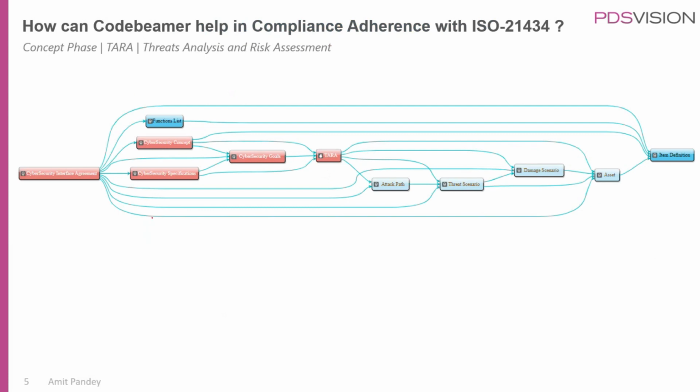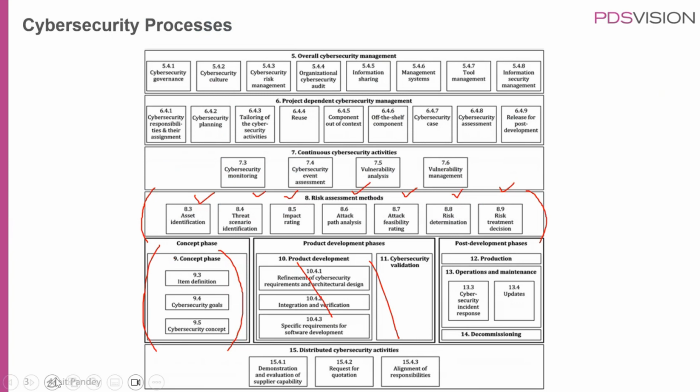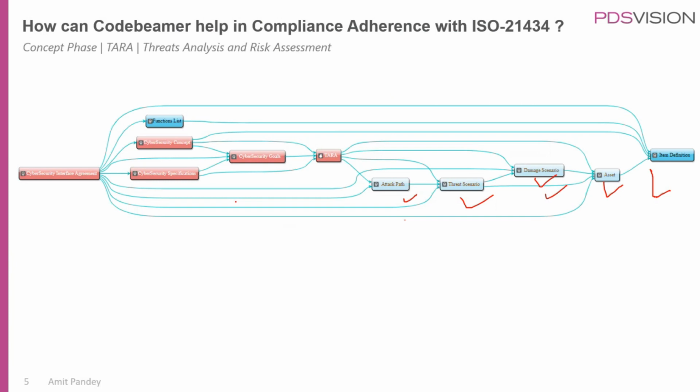Now, how Codebeamer can help in compliance adherence with ISO 21434 is through this data model. Just now we talked about item definition. We also talked about asset identification. We talked about damage scenarios, or I would say impact rating, and the threat scenarios, the attack path stuff, right? If I go back, all of these are the blocks which I talked about. So it starts with the asset identification, then threat scenario, impact rating, attack path analysis, attack feasibility rating, and so on. And this picture which I have taken here is from Codebeamer itself.